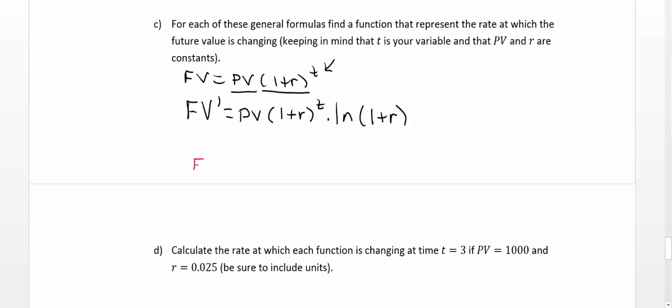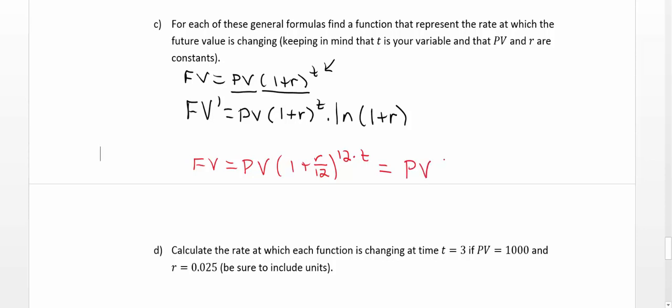Now let's take a look at the other equation. Our second equation said future value is present value times 1 plus r over 12. This one's a little bit trickier because for an exponential function, the rules we have so far talked about having it raised to t, not 12t or some other constant times t. So we have to do a little creative algebraic rewriting so that we can use our rule.